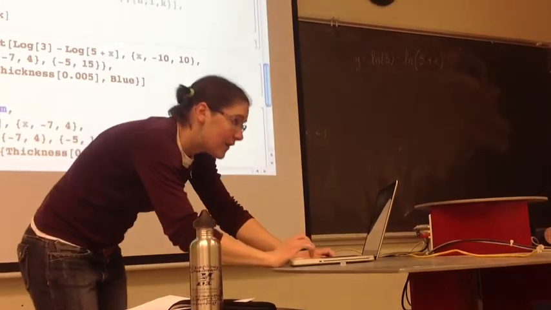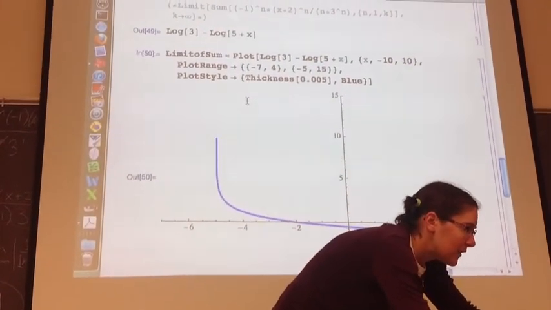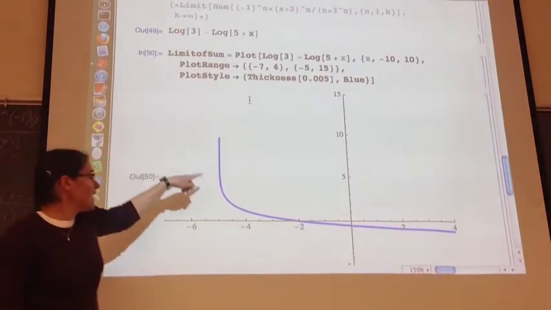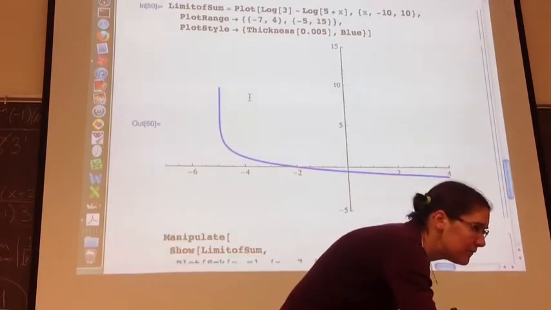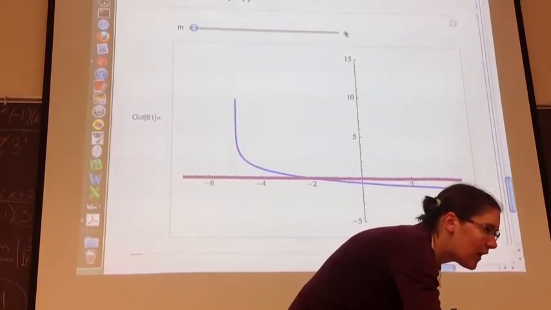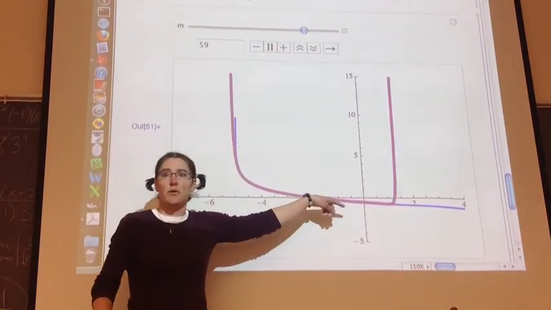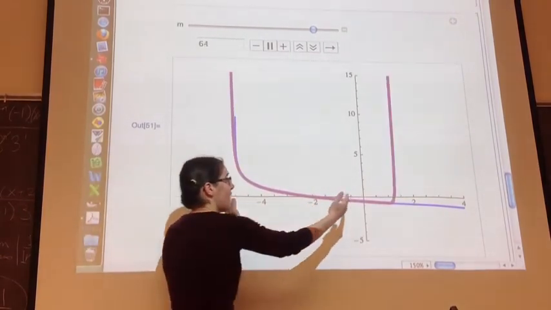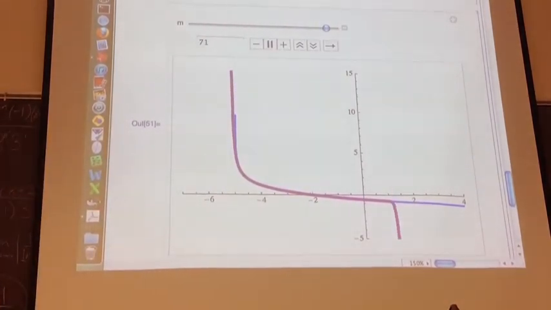And so if I now graph both of these together, well, actually, first, this is a picture of the natural log of 3 minus the natural log of 5 plus x. Here's what that function looks like. And if I superimpose them on each other, then I can watch as my function, in fact, matches up with the natural log of 3 minus the natural log of 5 plus x, but only between -5 and +1. Outside that interval, all hell breaks loose.